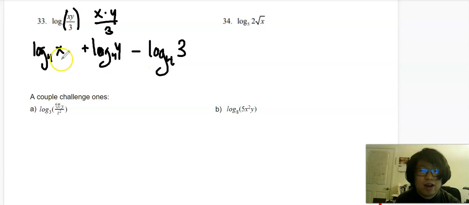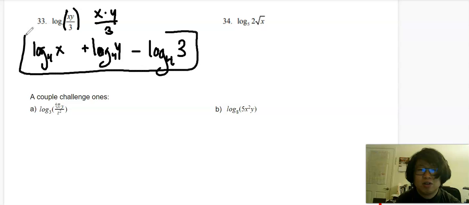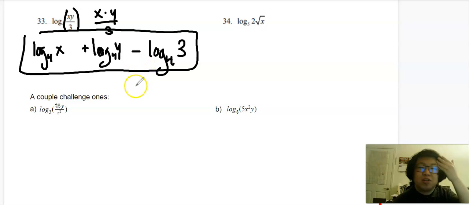Okay, and I think you can't really combine these things together. They don't have the same argument. So I think that's our answer right there. Notice they all still have the same log base. You can't do this if they have different log bases, but you won't deal with that necessarily too much.